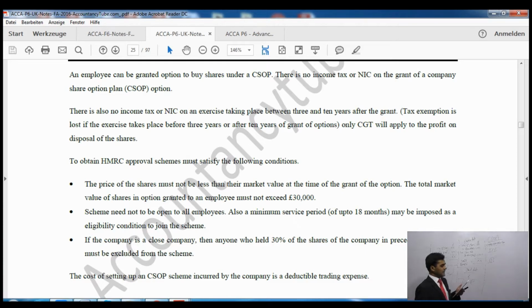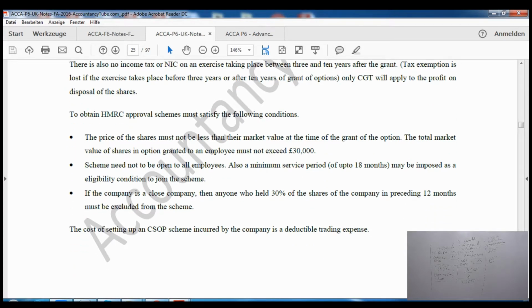So what is that period? That is between 3 years and 10 years. If you exercise the shares within 3 and 10 years, then you will not have to pay any NI or income tax liability. Tax exemption is lost if the shares are exercised before 3 years or after 10 years. So if you exercise between 3 and 10 years, it's all right, you don't have to pay any income tax or NI. However, if you exercise before 3 years or after 10 years, then it will be withdrawn. Only CGT will apply to the profit on disposal of the shares.